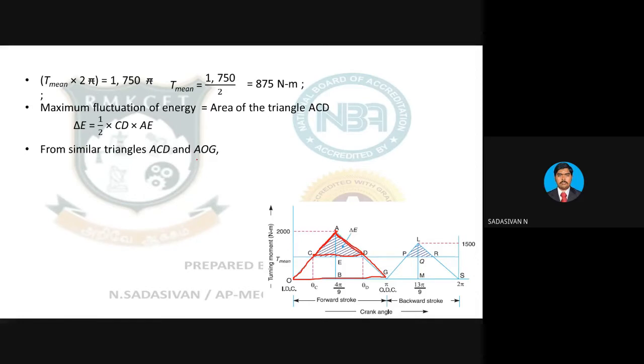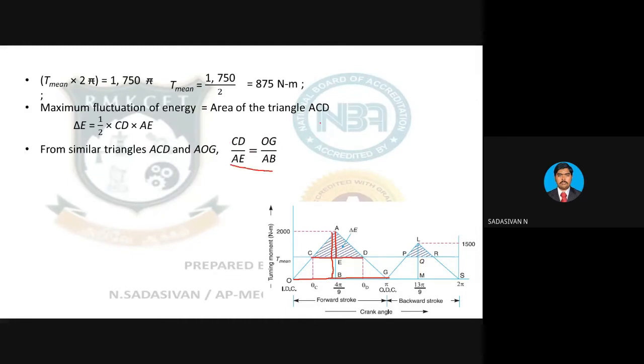Okay. From similar triangles, what is the ratio I am writing? CD by AE, CD is the base length, and CD by AE equal to OG by AB, OG by the entire height AB. It is not that you have to write only in this manner. It can also be written like this: CD by OG equal to this. This is not the only way to write this.